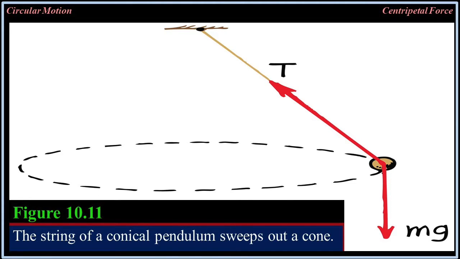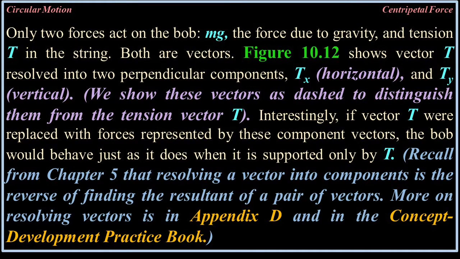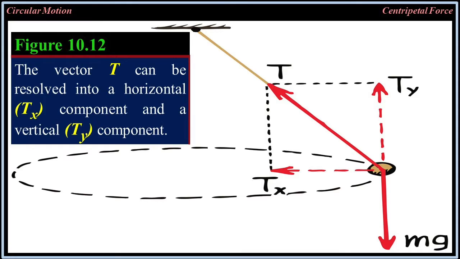Figure 10.11. The string of a conical pendulum sweeps out a cone. Only two forces act on the bob: mg, the force due to gravity, and tension T in the string. Both are vectors. Figure 10.12 shows vector T resolved into two perpendicular components, Tx horizontal and Ty vertical. We show these vectors as dashed to distinguish them from the tension vector T.